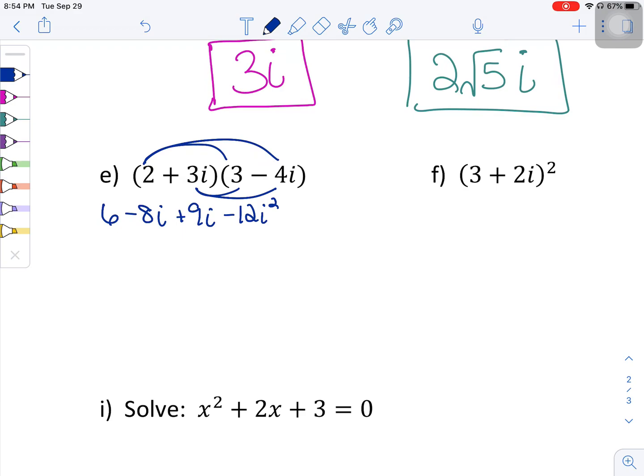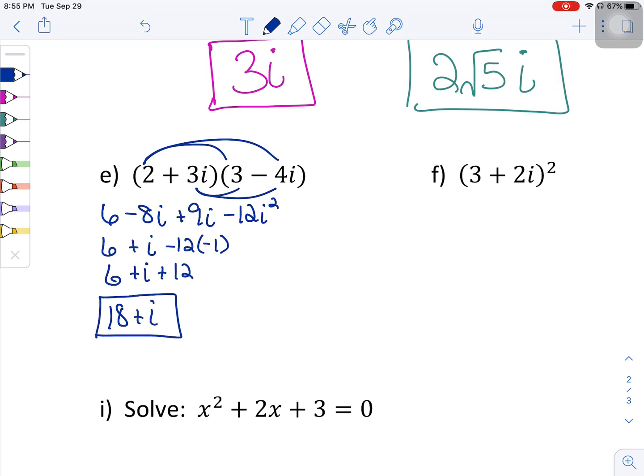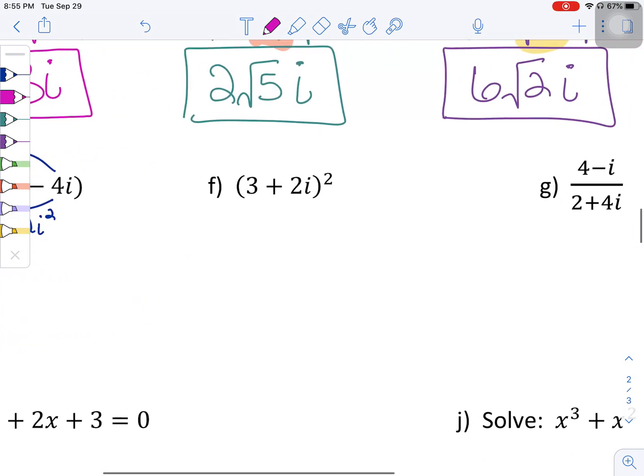So let's clean this up and do a couple things. So thing one, I know that these two middle terms would add up to just be 1i. Thing two, I know that i squared is really negative 1. So what I've got here is 6 plus i plus 12 when I multiply those together, so 18 plus i. Mathematical convention says to put the number first and the i term at the end. So please follow convention.